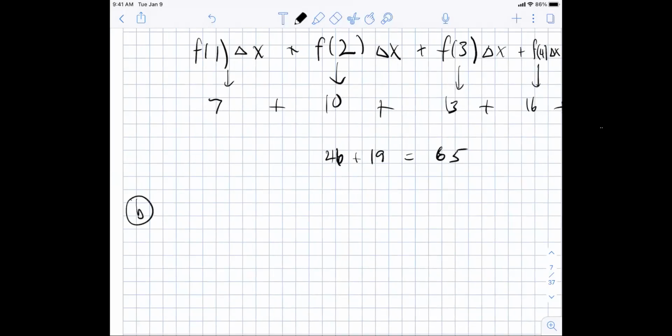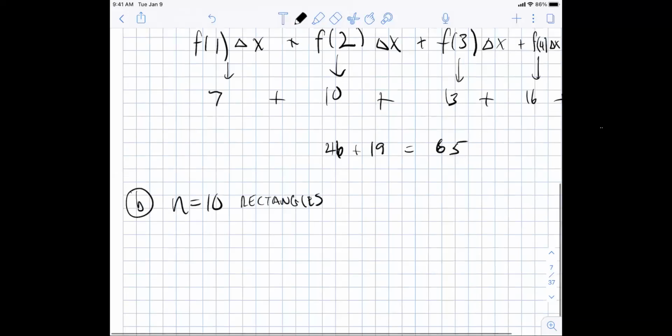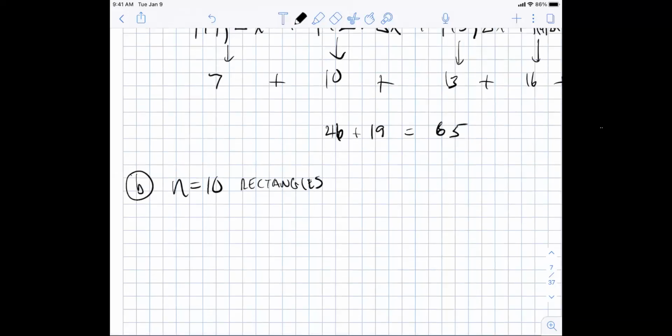Okay. So part B, we wanted to know what if we're using n equals 10 rectangles. Well, if we're using n equals 10 rectangles, then what is delta x? Now I'm trying to fit 10 rectangles into this length of 5. Careful, it's still the interval 0 to 5. So it's 5 minus 0 divided by 10. Very good. So that's 1/2.